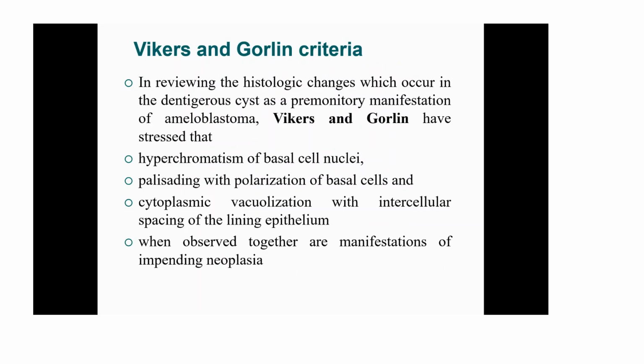Now, this is a criteria which is important for a cyst to go on to become an ameloblastoma or a neoplasia. So, in reviewing the histologic changes which occur in the dentigerous cyst as a premonitory manifestation of ameloblastoma, Vickers and Gorlin have stressed that hyperchromatism of basal cell nuclei, palisading with polarization of basal cells, and cytoplasmic vacuolization with intercellular spacing of the lining epithelium, when observed together, are manifestations of impending neoplasia.